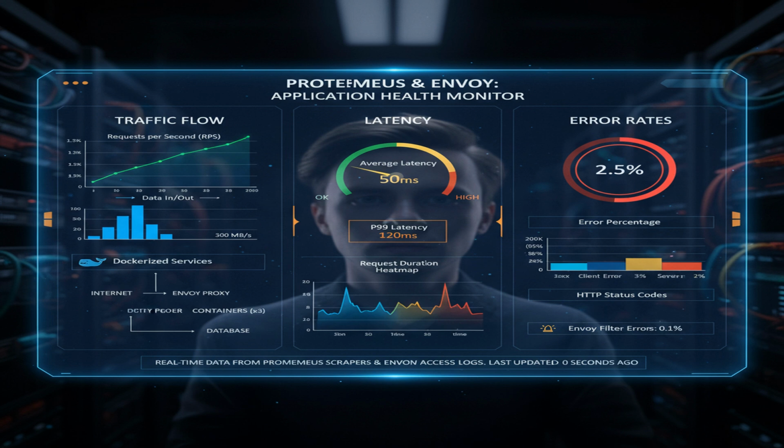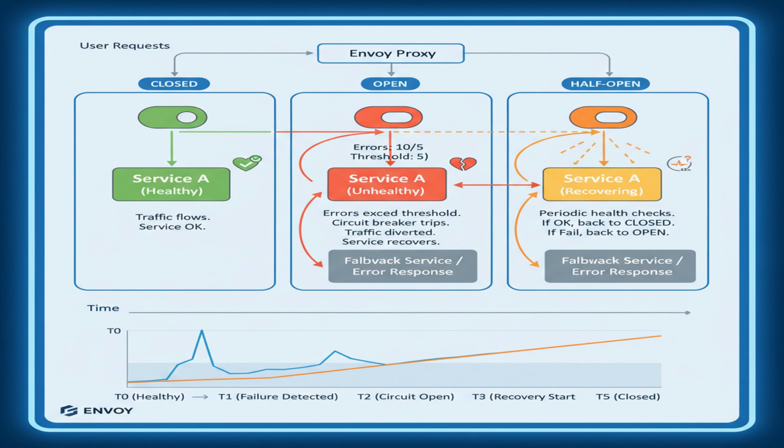Envoy provides rich observability features, emitting detailed metrics about traffic flow, latency, and error rates. These metrics can be collected by Prometheus, a powerful monitoring system, giving you real-time insights into the health and performance of your Dockerized applications. With Prometheus, we can define alerts based on specific thresholds, notifying us immediately when issues arise. For example, we can set up an alert to trigger when the average latency of a service exceeds a certain value, indicating a potential performance bottleneck. Visualizing these metrics with Grafana provides a comprehensive overview of our Docker environment's health.